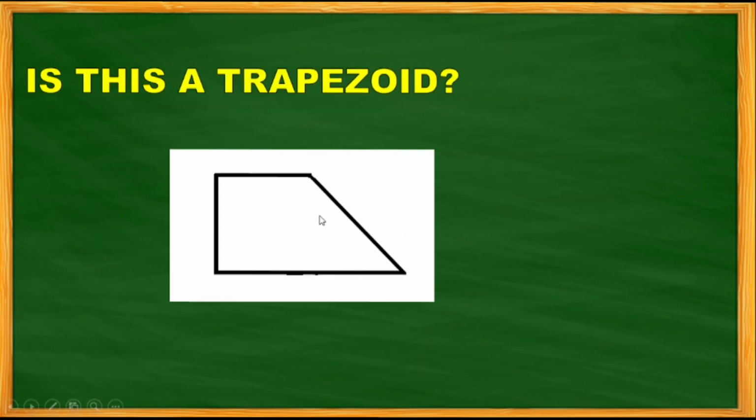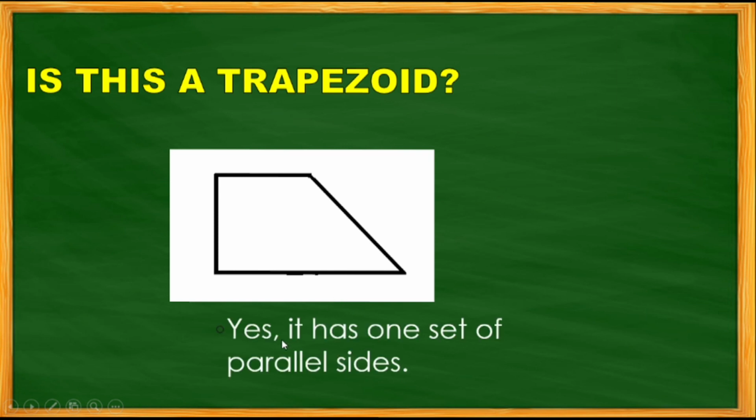Is this figure a trapezoid? Let's define. Yes, because it has one set of parallel sides. We have parallel lines, this one and this one. So, it is a trapezoid.